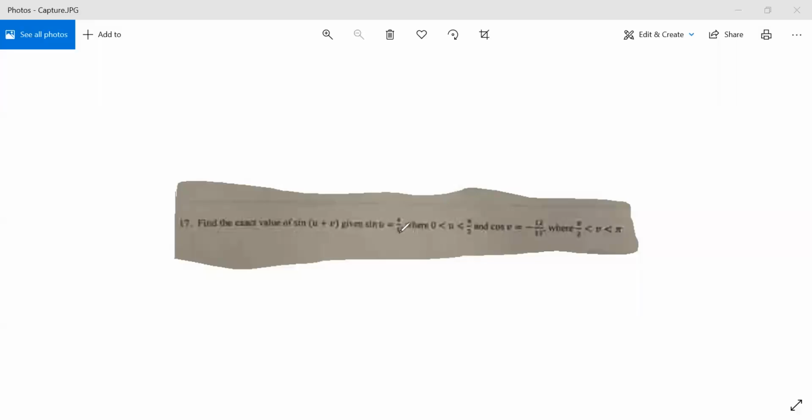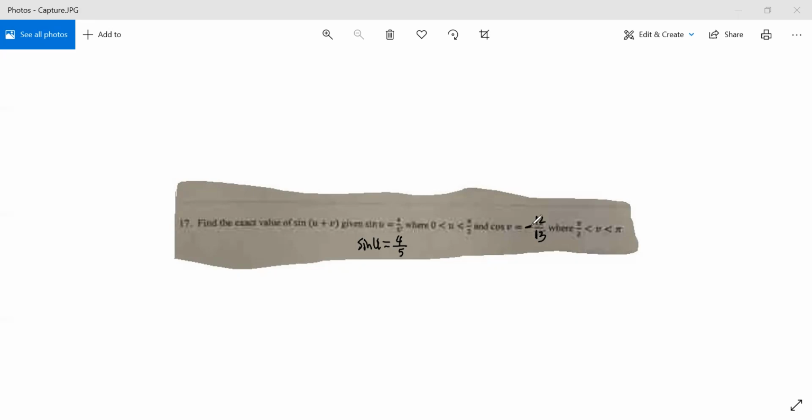Okay, so I'm looking at this problem. It's very blurry, and I'm assuming this is 4 over 5, and this is like sine of u, I believe. So sine of u equals 4 over 5, and cosine of u equals negative 12 over 13. So this is negative 12 over 13, I believe. And that looks like negative, right? Okay. All right.